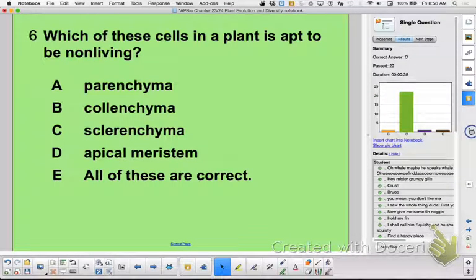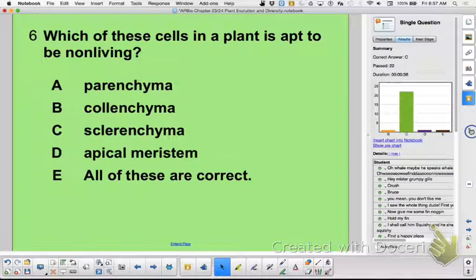Good job, sclerenchyma. Parenchyma is your general plant cell, right? I know this sounds stupid, but this is how I always remembered it. Parenchyma, I can still call them because they're alive. Call parenchyma. Sclerenchyma is dead. Okay, that's how I remember that.